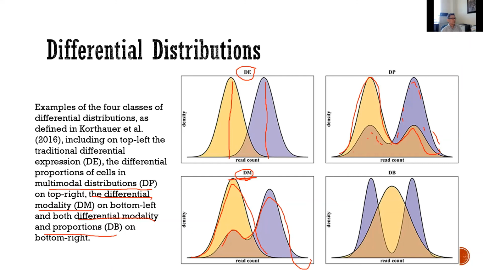And also there's differential modality and proportions. Here the means of these two will not be different if you only look at the mean, because they are all centered here. However, if you look at the distribution, one condition has a single peak, another becomes 2 peaks. It's only the proportion that changed. So we have to take those into account. There are many other tools that have been developed to consider those differences.